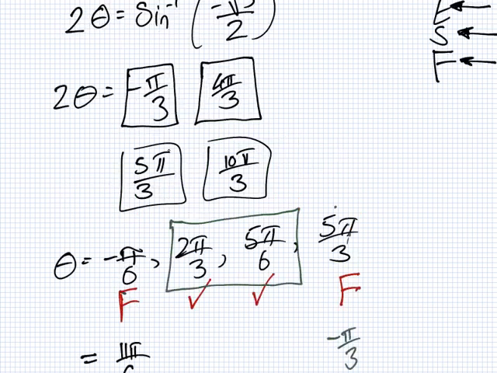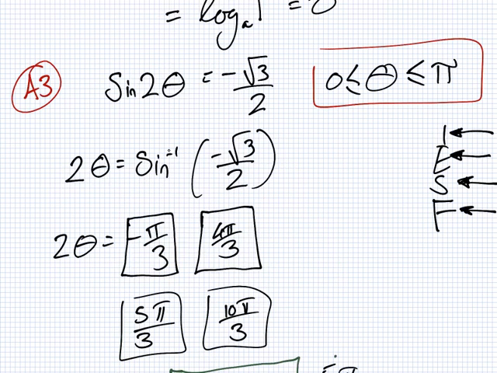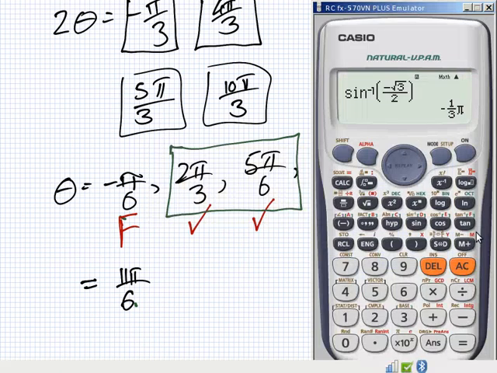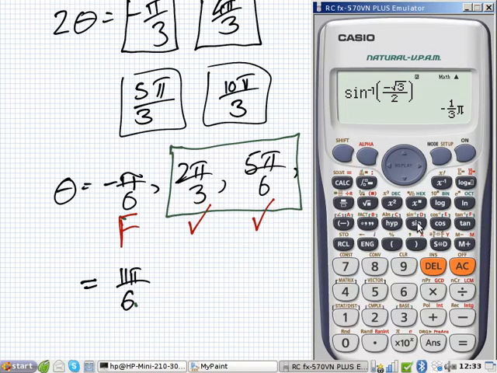You can check these answers are right because when you calculate sine twice this angle you should get minus root 3 over 2. So if we just check it here, if I type in sine twice my answer, which is 2 pi over 3, I should get minus root 3 over 2. And I do. And let's check the other answer. And I do. So these are the 2 answers for this equation then.